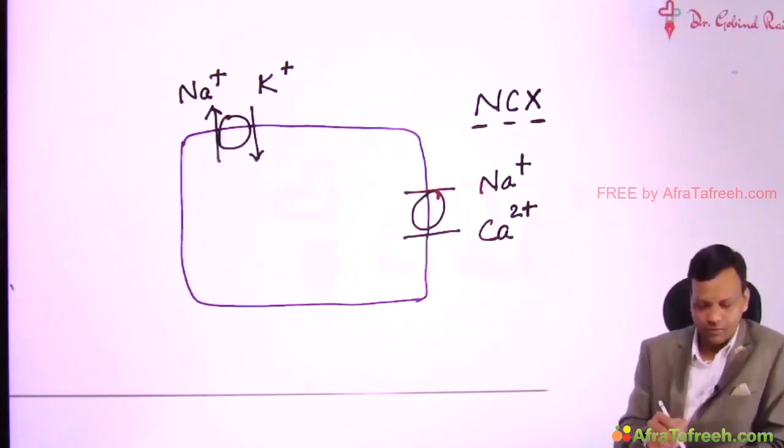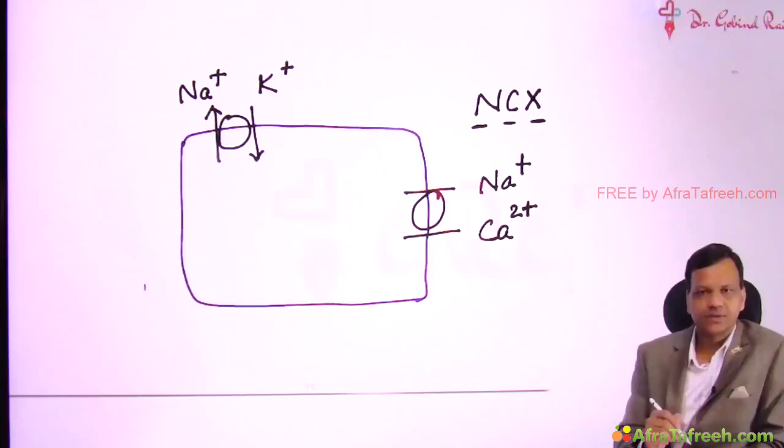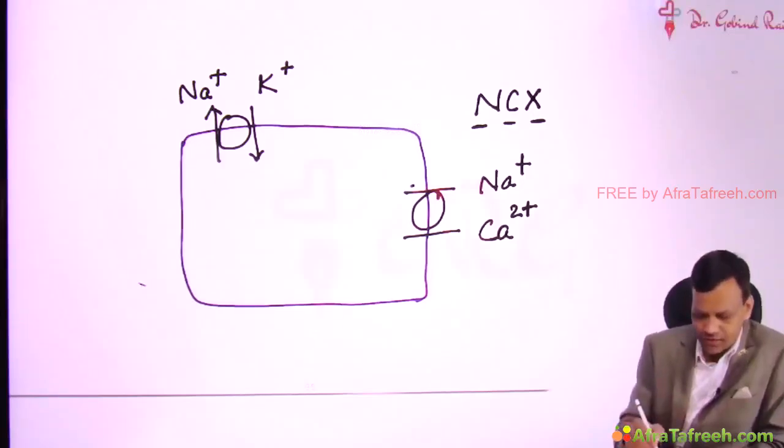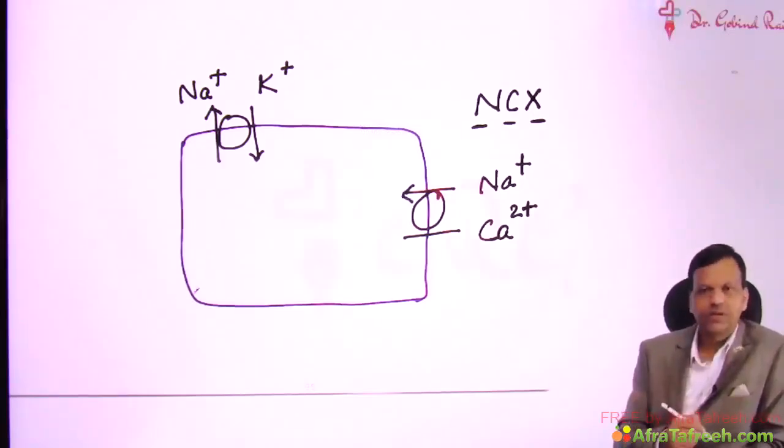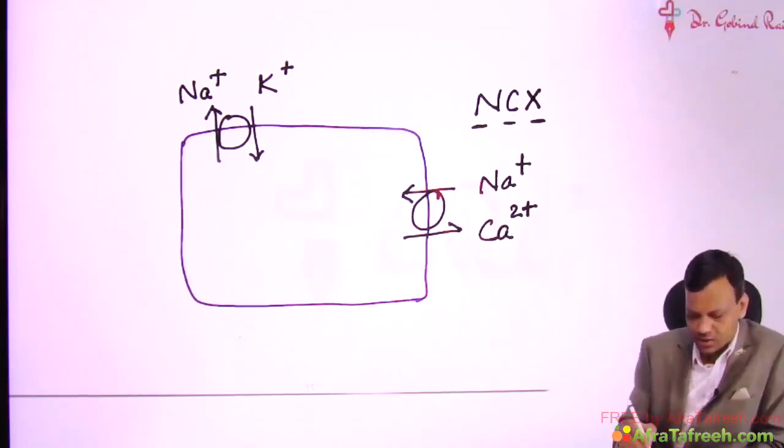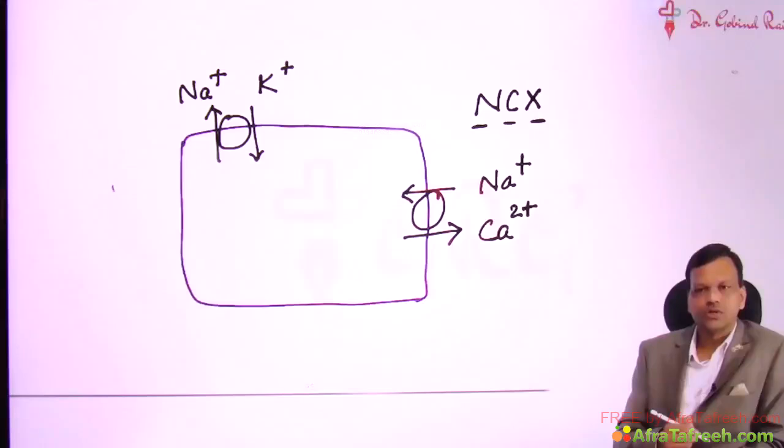Now you can remember the direction of this pump from the direction of the sodium potassium pump. From the sodium potassium pump, sodium is going out. So when sodium is going out, it will be less inside. When sodium is less inside, sodium will enter from here. Now as the calcium has to exchange, it will go out. So through the NCX, sodium enters and calcium goes out of the cell.